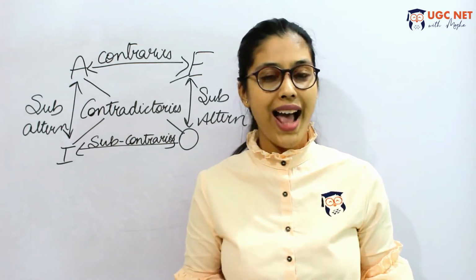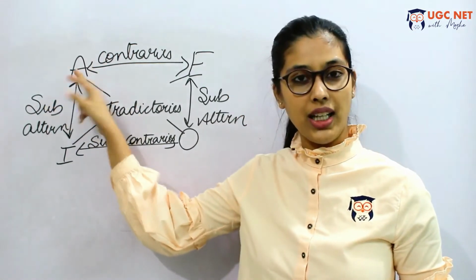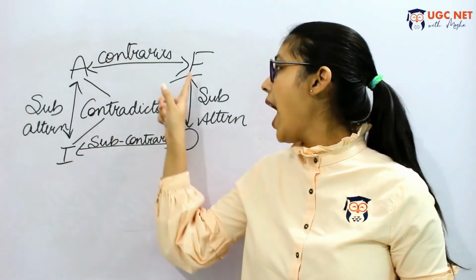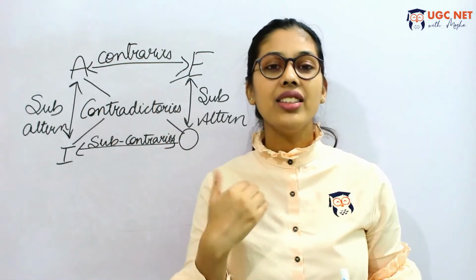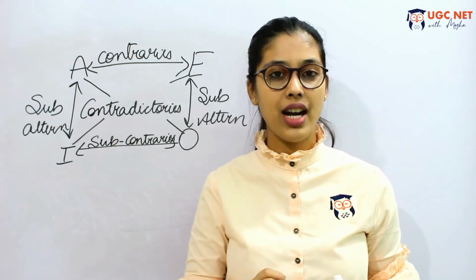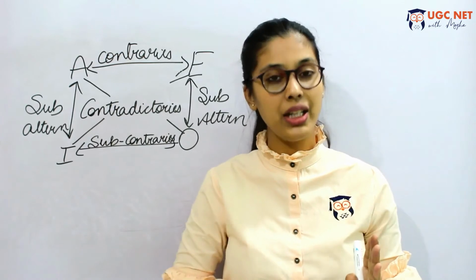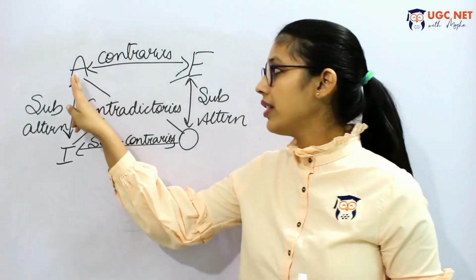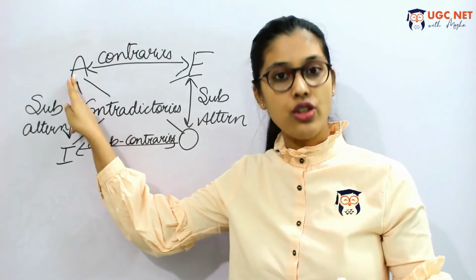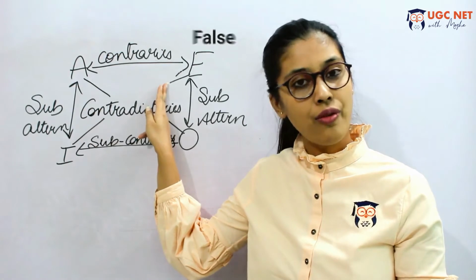So this is known as complementary pairs, and this is the relationship between A-type statement and O-type statement, and I-type statement and E-type statement. The next relationship that we are going to understand is the contraries. This relationship is between A-type statement and E-type statement, and in this, if this A-type statement is true, then E-type statement would definitely be false.